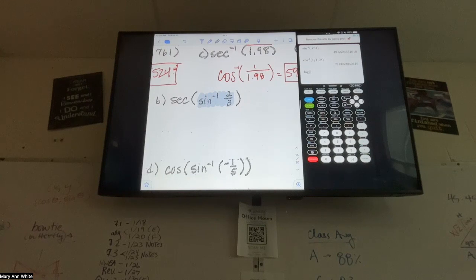It says secant of sine to the negative first, 2 divided by 3. Okay. We have a sine, and I want to find secant. I'm going to use our quadrant angles, and I'm going to draw a triangle in one quadrant and use the fact that my sine is 2 over 3 to label that. Now, remember that sine can only be in quadrant 1 and quadrant 4. If this sine is positive, what quadrant should I be in? 1. Good. So I'm going to go draw a triangle in quadrant 1.